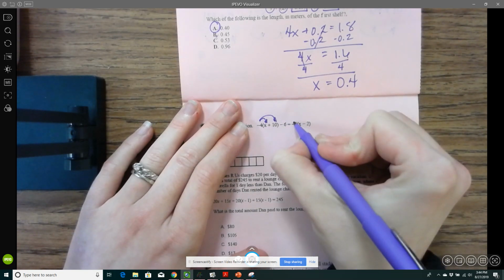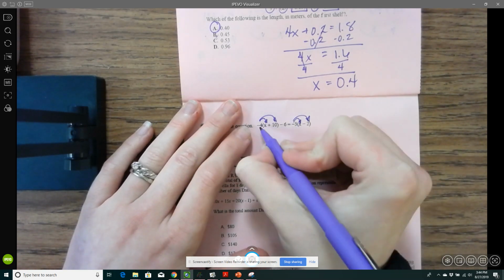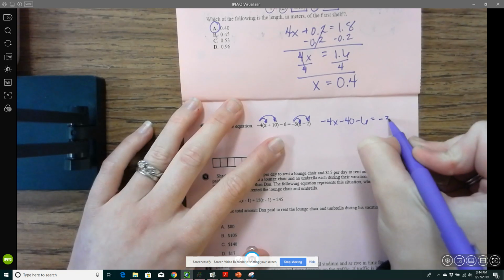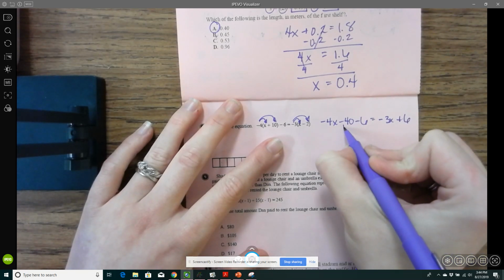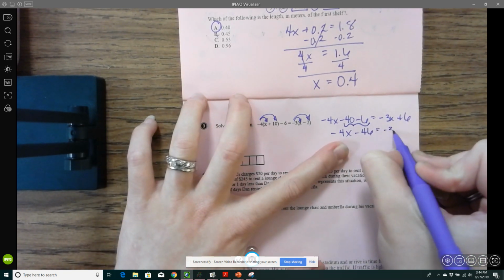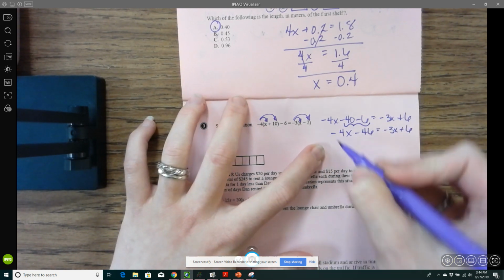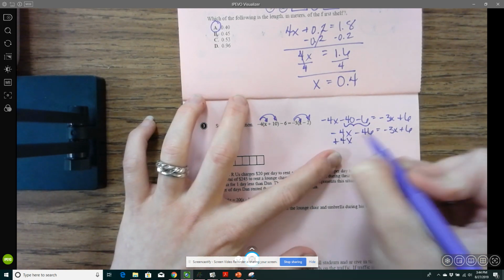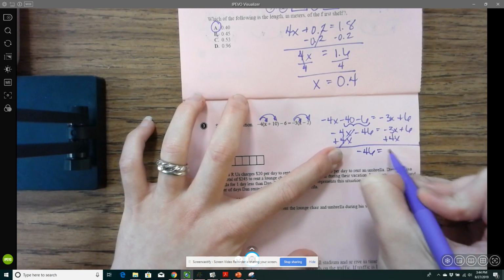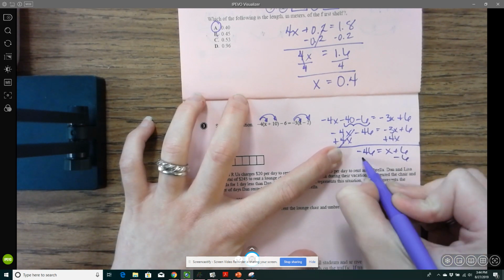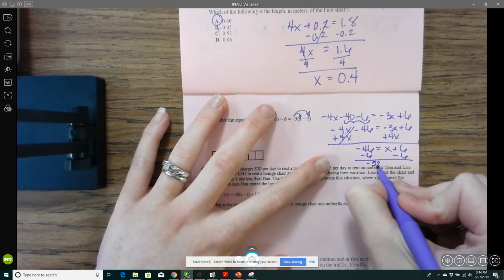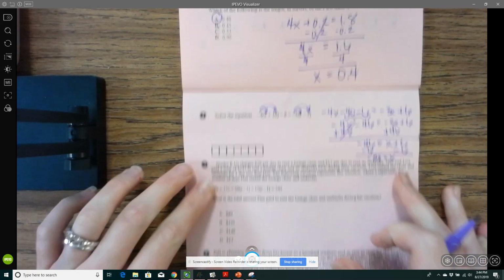All right, the next one just says solve the equation. So first we're going to distribute, and then we're going to combine. So I've got negative 4x minus 40 minus 6 equals negative 3x plus 6. These have to be combined. Then I move my smallest variable. So negative 4x would be my smallest variable. So negative 46 equals x plus 6, minus the 6. So I've got negative 52 equals x.